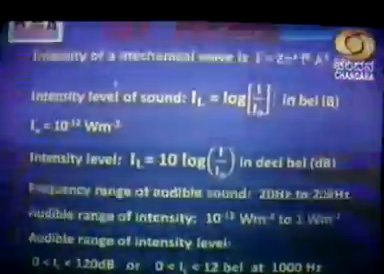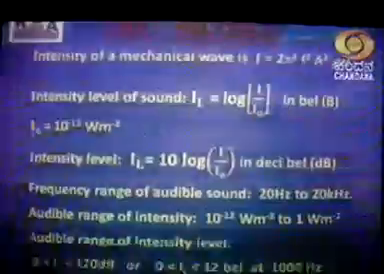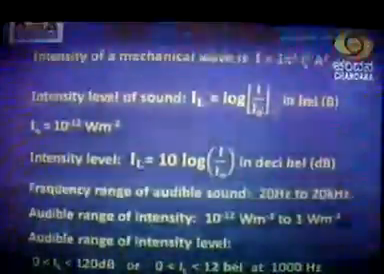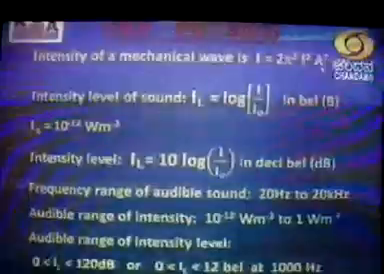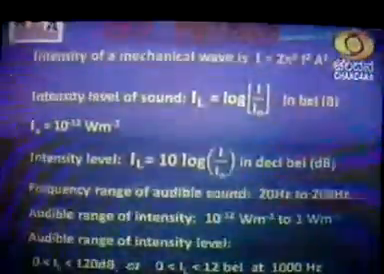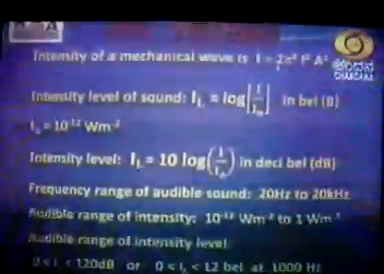Next, coming to the intensity. The intensity of a mechanical wave is represented by the equation I equal to 2 pi square f square a square rho v. So here, when the amplitude is doubled, what happens to the intensity, or when the frequency is doubled, what happens to the intensity? Such questions can be asked.